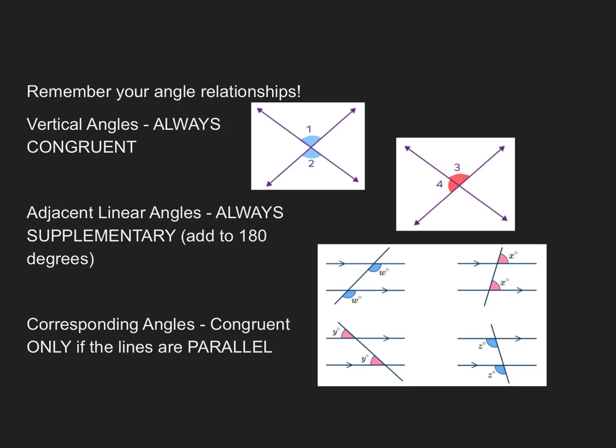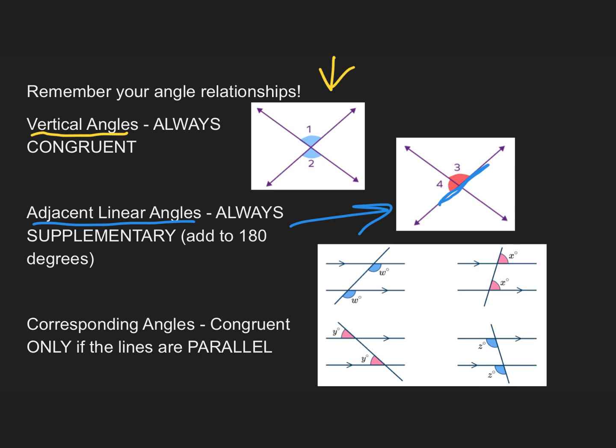So first we need to remember our angle relationships. First of all, we have vertical angles right here. They are always congruent, always the same. Next, we have adjacent linear angles. The picture's right here. Remember, those are two angles that are right next to each other. They make this line. And they always add up to 180 degrees.